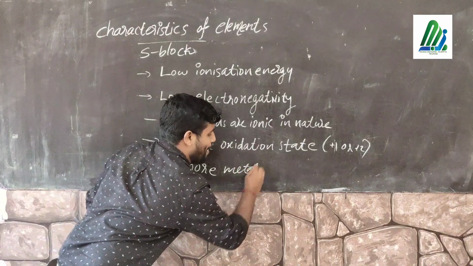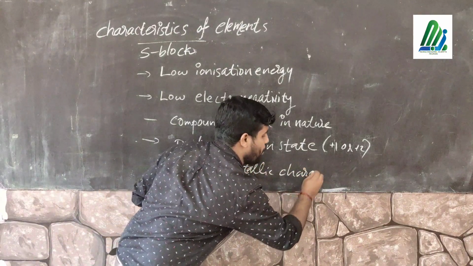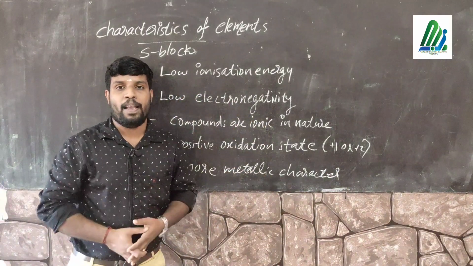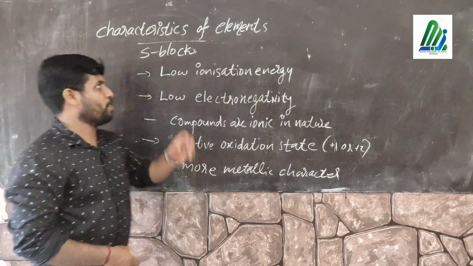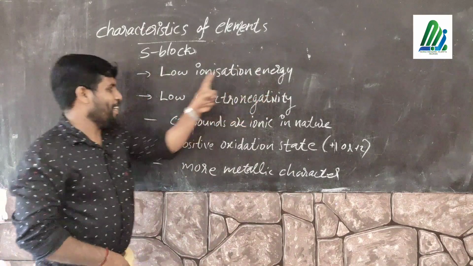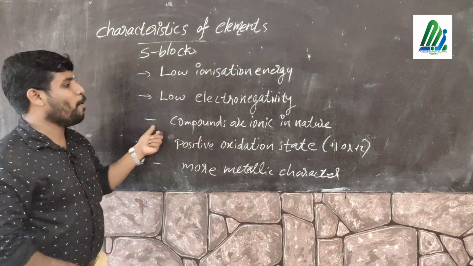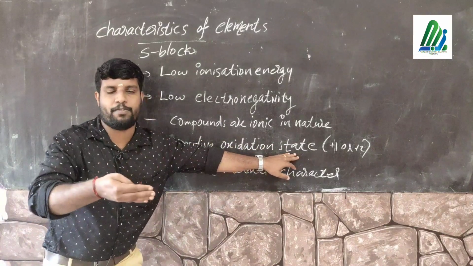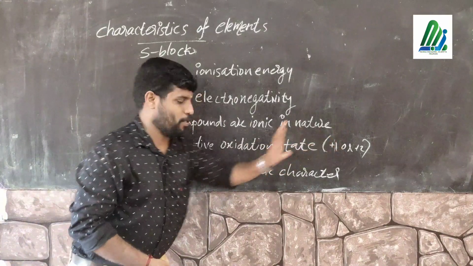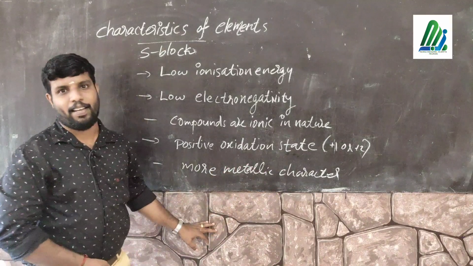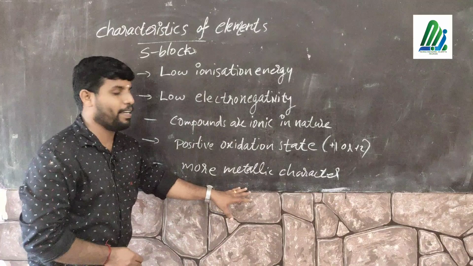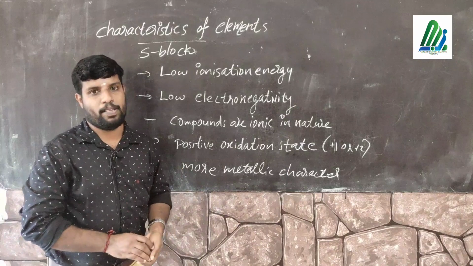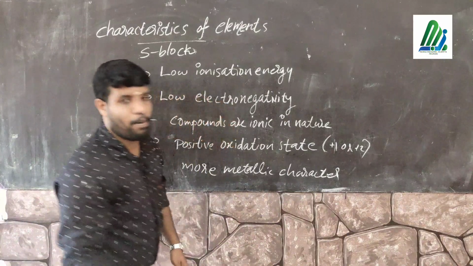They have more metallic character because S block elements are generally metals. These are the general characteristics of S block elements. First of all, low ionization energy, low electronegativity, then compounds are ionic in nature. The next one, positive oxidation state, a fixed oxidation state of +1 or +2. Then more metallic character, because they are metals.